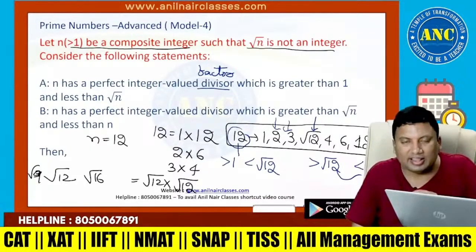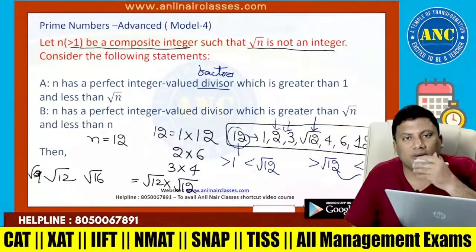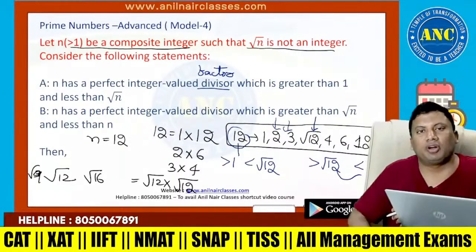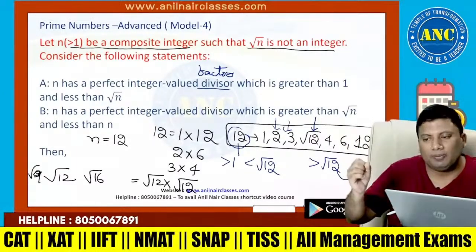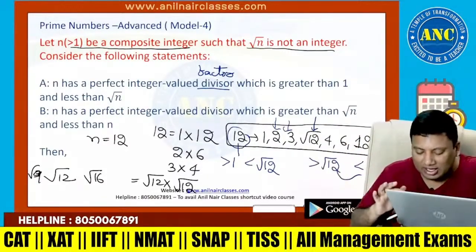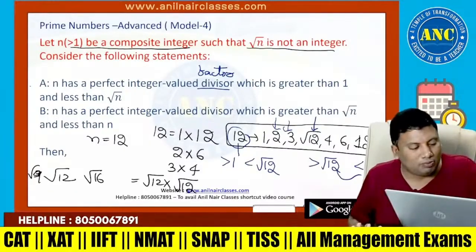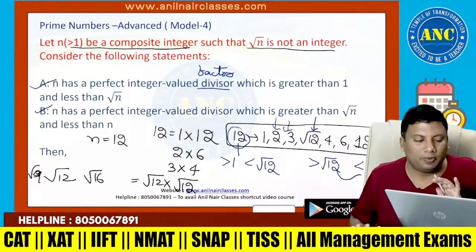Similarly for greater than root 12: root 12 is 2 root 3, which is 2 into 1.7, about 3.4. What are all the integers greater than 3.4? 4, 5, 6, 7, 8, 9, 10, 11. In that, 4 is a factor of 12, 6 is a factor of 12. So both the statements are right. I hope it is clear.